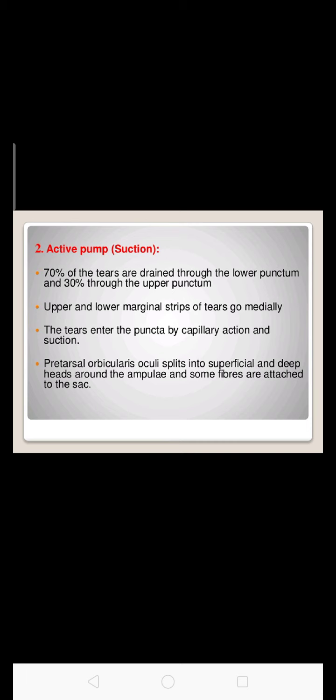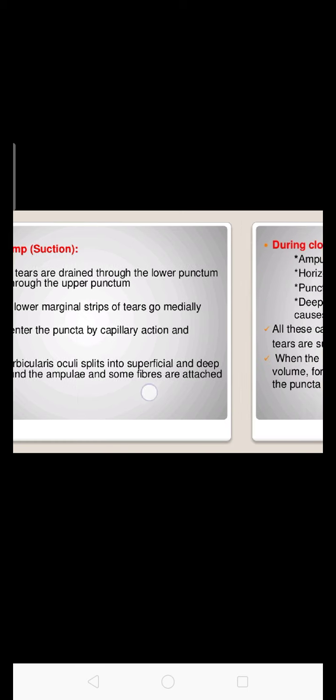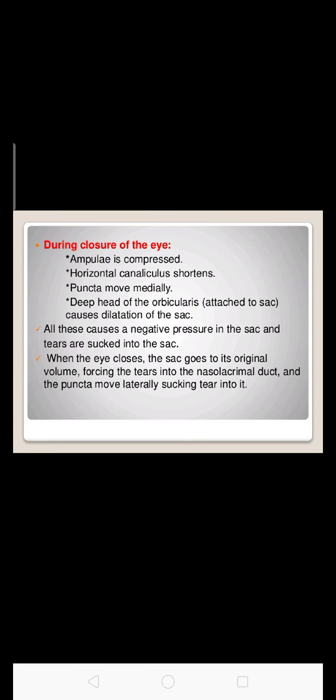The pretarsal orbicularis oculi splits into superficial and deep heads around the ampulla, and some fibers are attached to the sac. During closure of the eye, the ampulla is compressed, the horizontal canaliculus shortens, the puncta move medially, and the deep head of the orbicularis causes dilatation of the sac. All these cause a negative pressure in the sac, and tears are sucked into the sac.